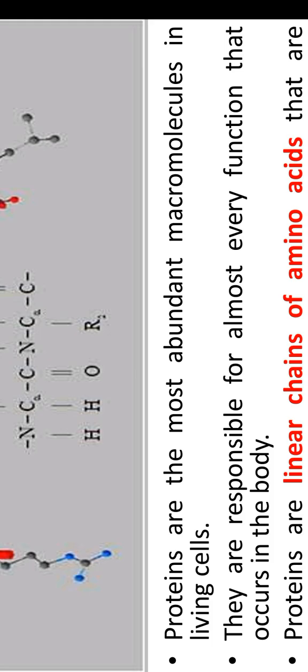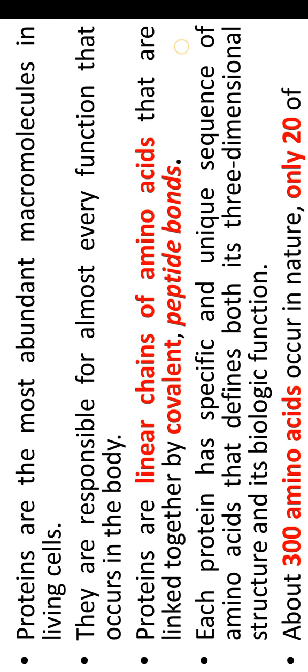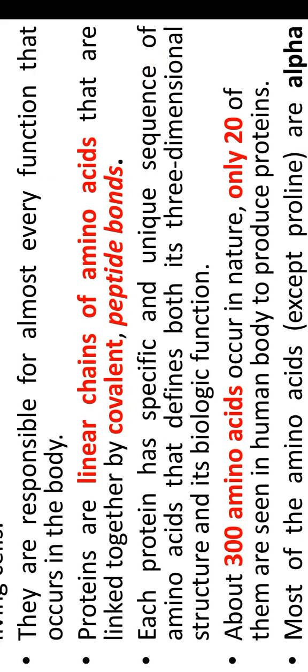The proteins are linear chains of amino acids. They are linked together by covalent peptide bonds. So we know that the amino acids are the basic unit of protein. Each protein has specific and unique sequences. About 300 amino acids are present in nature, but only 20 of them are seen in the human body.